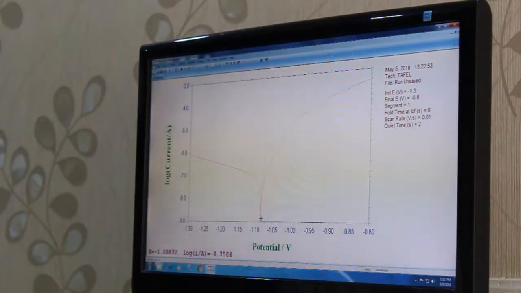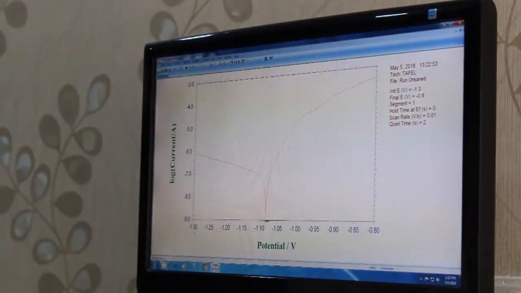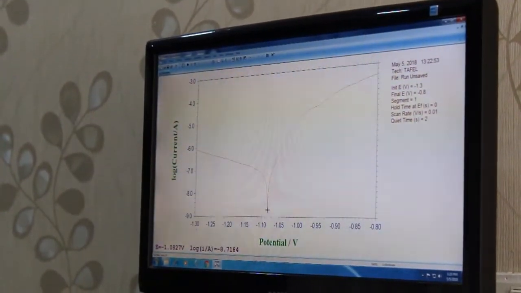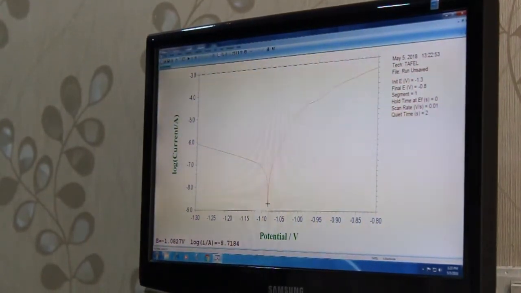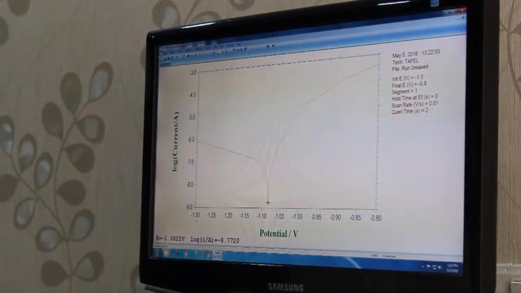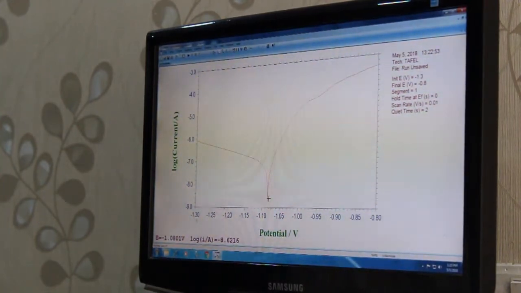Fine. So that is fine. It's approximately again minus 1.07. What I expected has happened. So OCP was minus 1.07. I'm getting it. So that is fine. Now I am happy. Okay.